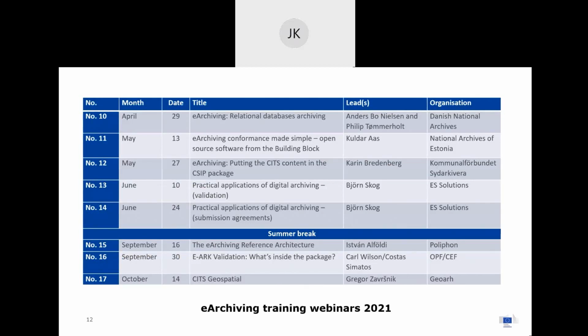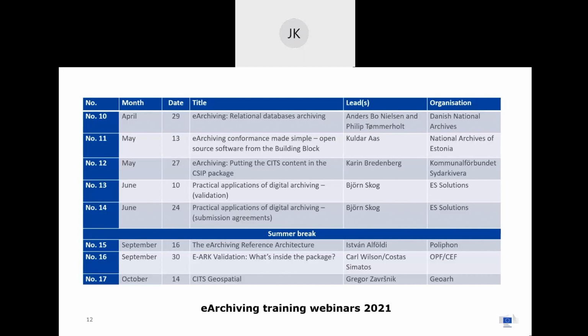So let me give you a brief preview of our forthcoming webinars. The webinars run on the second and last Thursdays of the month. They start at 10 CET, 10 in the morning. The next webinar will be about eArchiving of relational databases, and that will look at recent developments in relational database archiving using the CR format. That'll be followed by a session on eArchiving conformance made simple, which will provide a technical understanding of the main open source libraries available through the eArchiving building block.